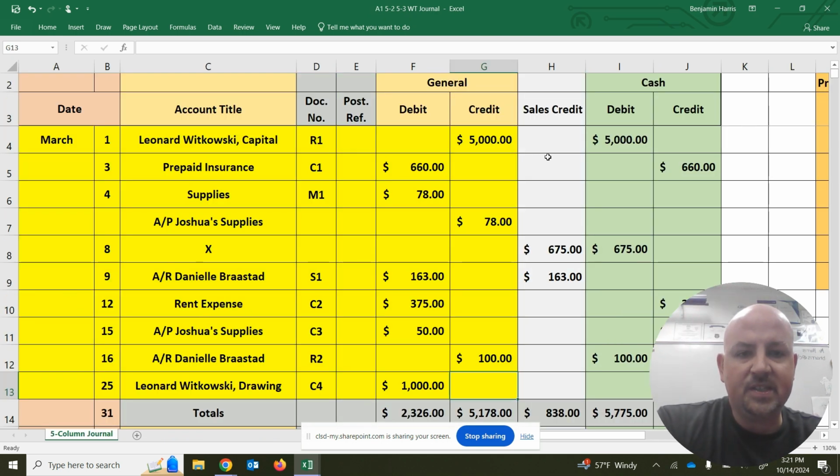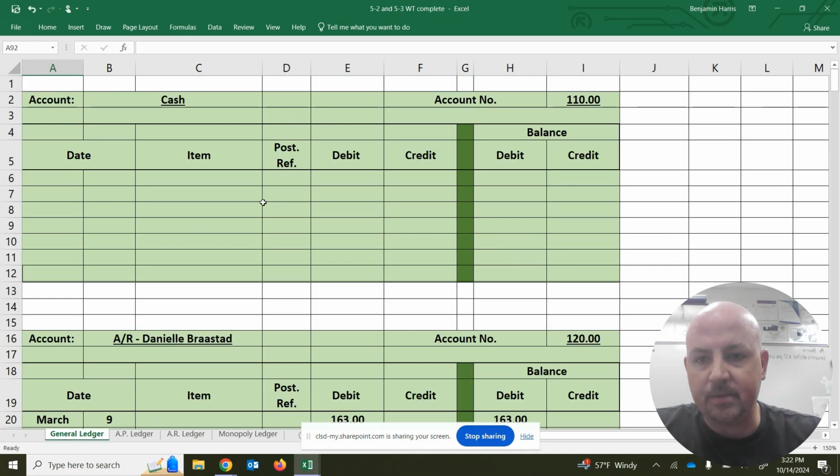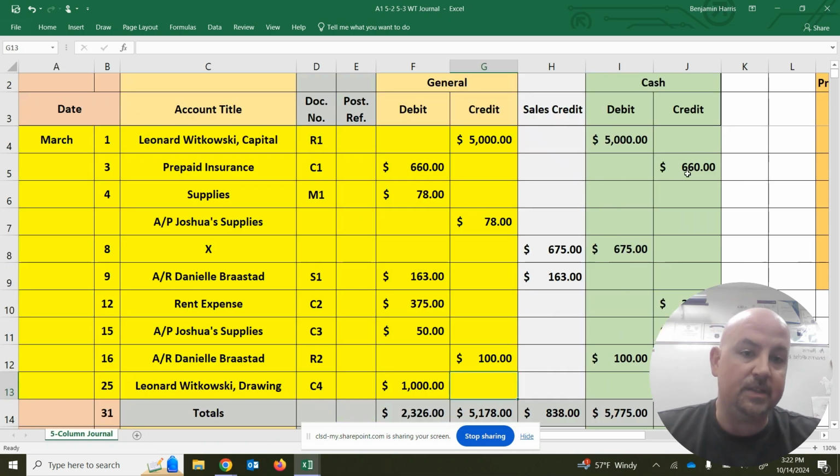Now we still have cash and sales to deal with here. Let's do cash. Cash is one of the accounts that we use a lot, so it's going to have its own special accounts over here on the far right, which means if we wanted to, we could go up here to our cash, which is like number 110. We could put each and every one of these individual transactions in. There would be nothing wrong with that. 5,000 debit, 660 credit, 675 debit, 375 credit, 50 credit, and so forth. But because we have the column totals right here at the bottom, we can make this very easy on ourselves.